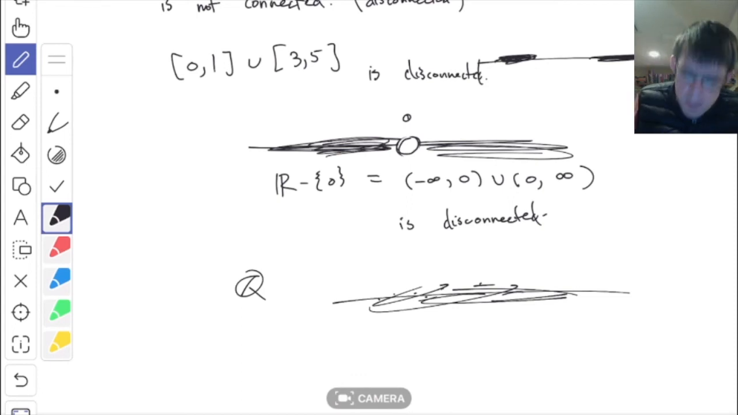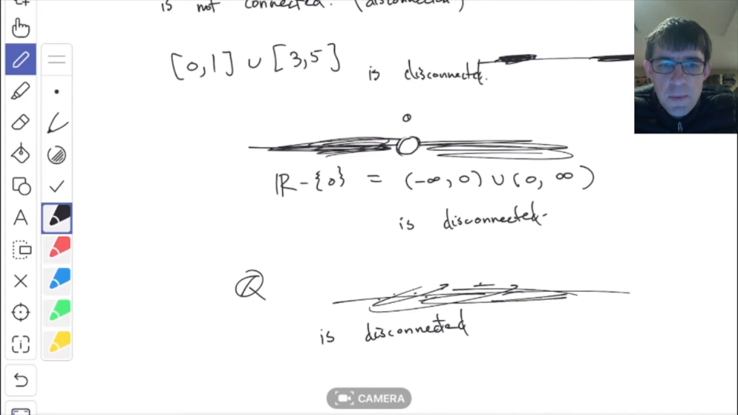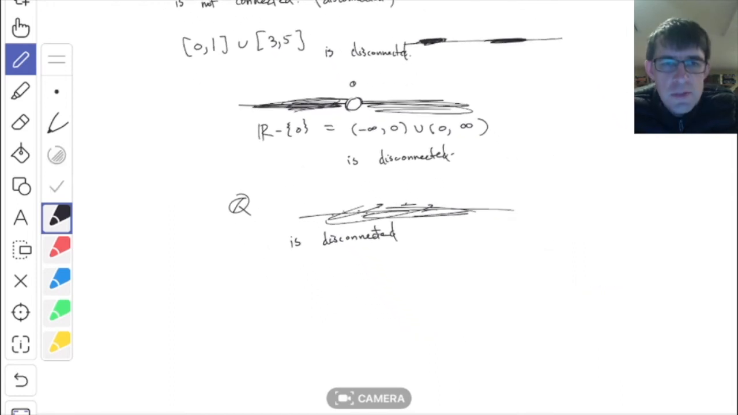According to the definitions, this is disconnected. But you'll have to see the definitions in order to see exactly why. You should believe me when I say Q, according to the definitions we're about to talk about, is disconnected. It shouldn't really be a surprise, although you should feel like it's not exactly obvious whether it's going to be connected or not. Okay, let's talk about the definition then.